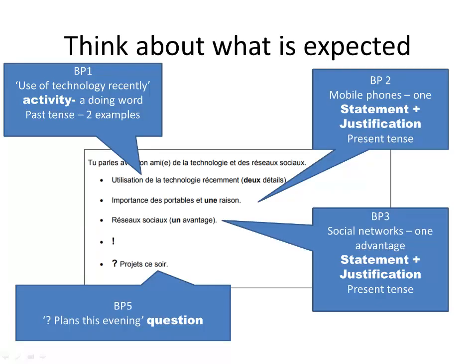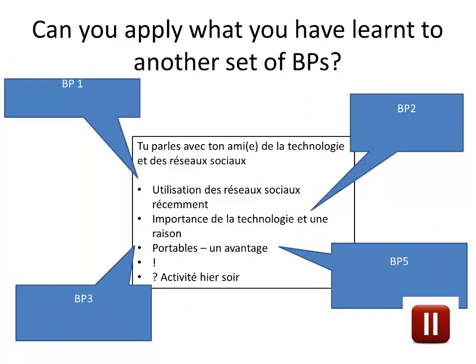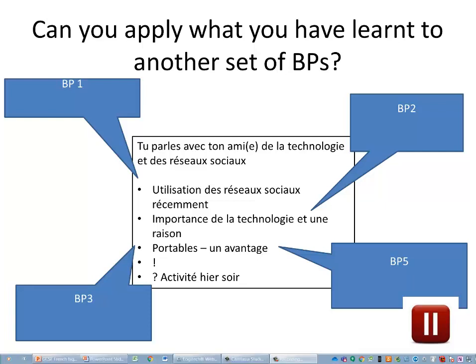Okay. Now let's go over this, but with a different set of prompts and see how you do. So a reminder, that's how we approached this particular one. Now here's another one, and I've just put things in a different order. I'm going to pause now. I'd like you to write down, what would you put for bullet point 1, 2, 3 and 5? What sort of statement, question, justification? You put in the words that they're looking for each one. Okay, I'm about to show you what I would suggest.